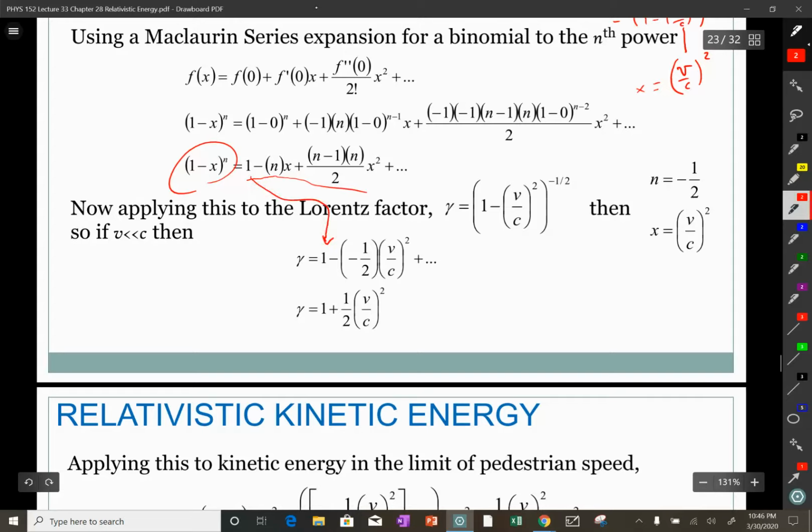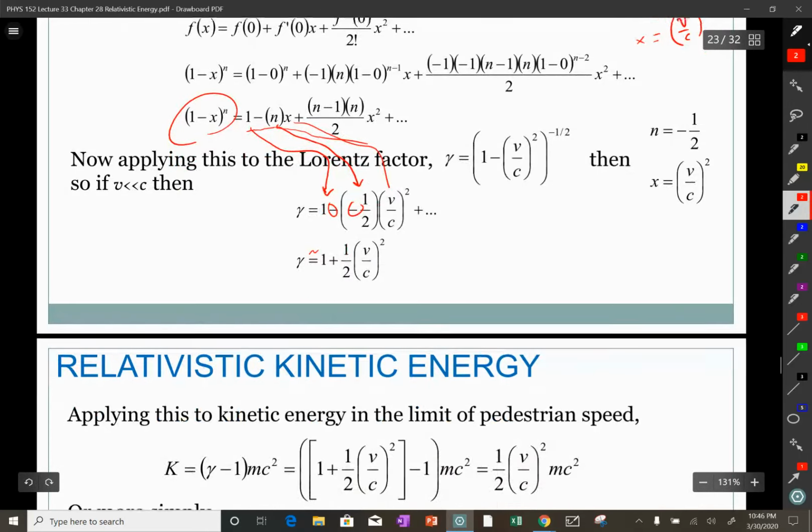The second term is n, which is minus 1/2, and then x is this v over c quantity squared. Notice there's a minus and a minus, so it becomes a plus. So gamma is approximately equal to 1 plus 1/2 v over c squared for v over c very small. This is only correct if x is small.